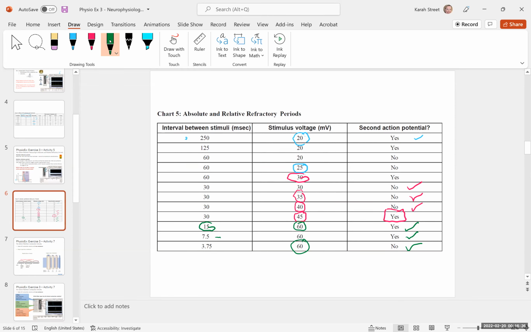We weren't allowed to continue to increase the stimulus voltage. Now, I think you should be very angry over that. I know how much you love doing your PhysioExes. I know you wanted this to continue.